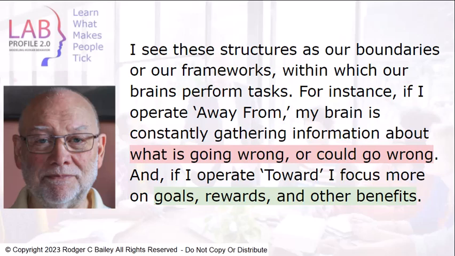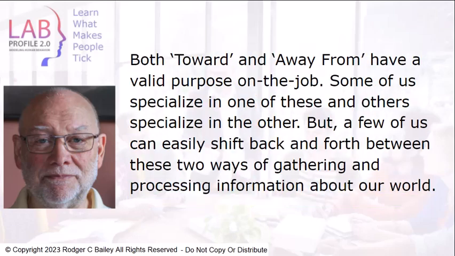For instance, if I operate away from, my brain is constantly gathering information about what is going wrong or could go wrong. And if I operate toward, I focus more on goals and rewards and other benefits. Both toward and away from have valid purposes on the job. Some of us specialize in one of these and others specialize in the other, but a few of us can easily shift back and forth between the two ways of gathering and processing information about our world.